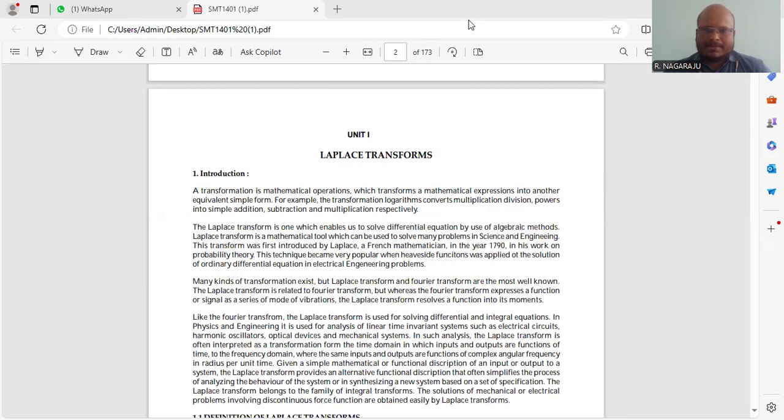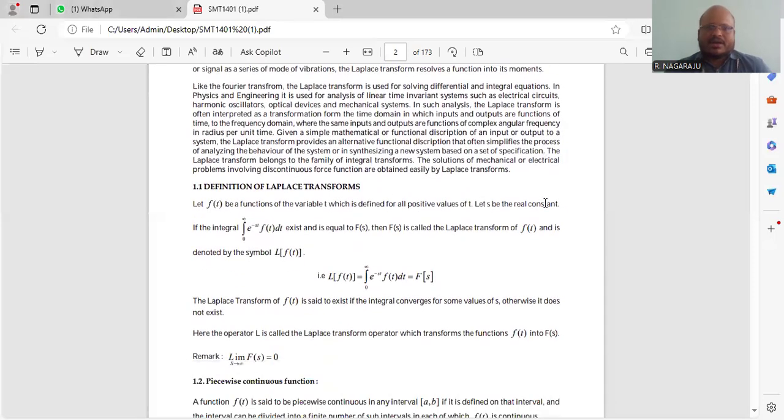Definition of Laplace transformation: let f of t be a function in one variable, defined for all positive values of t. Let s be a real constant. If the integral from 0 to infinity of e power minus st f of t dt exists, it is equal to f of s.